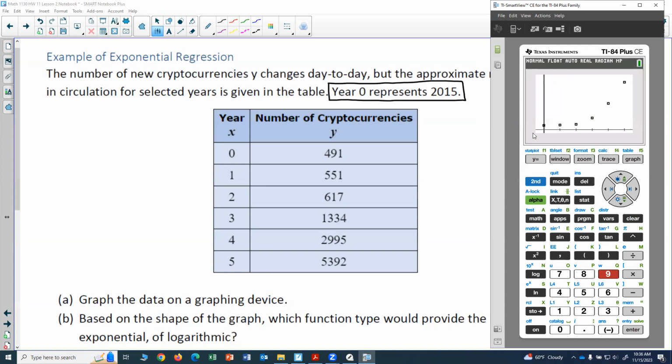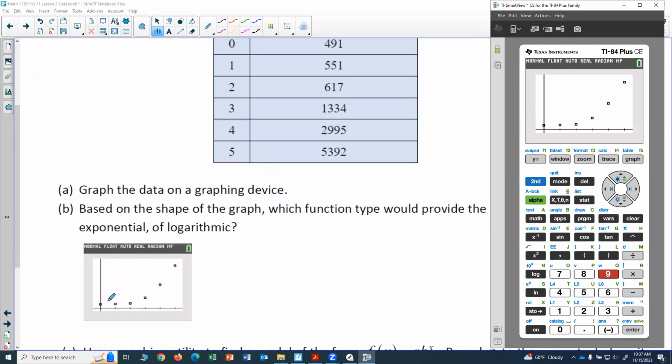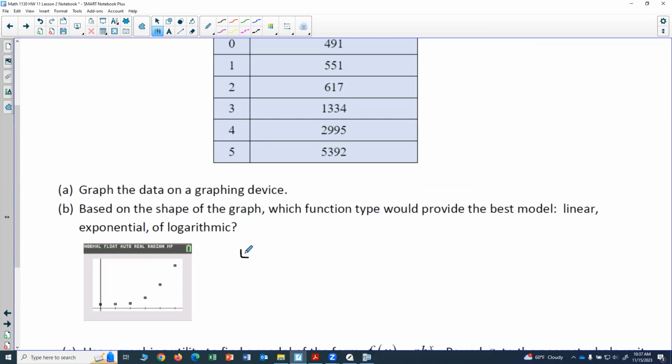So I've got this great little graph here, and we want to know based on the shape of the graph, which function type would provide the best fit. So coming over here, I look at the shape of my graph, starts low, kind of flat and low, and then goes high very quickly. That would be an exponential function. So based on the shape of the graph, I would answer that an exponential function would be the best fit.